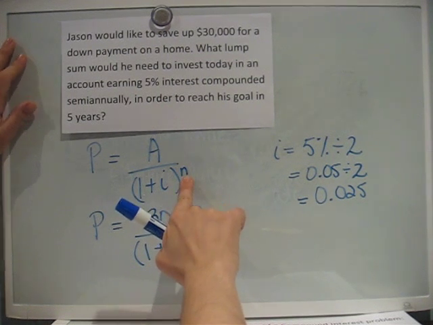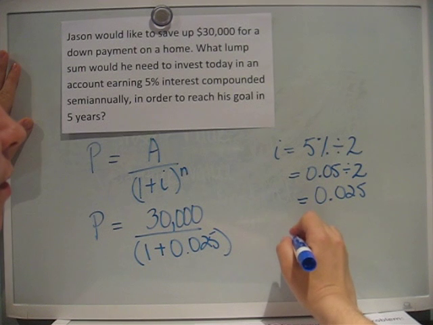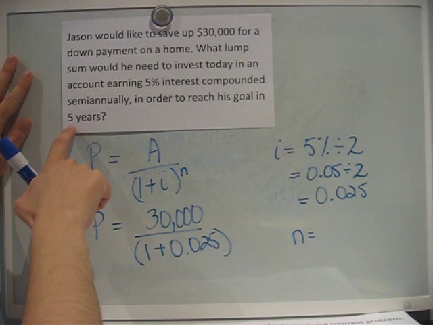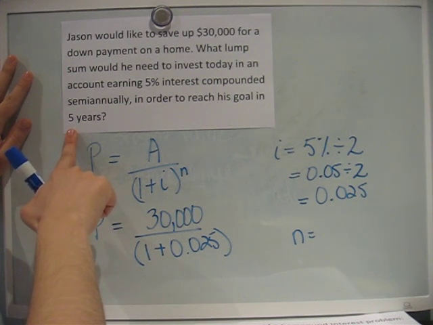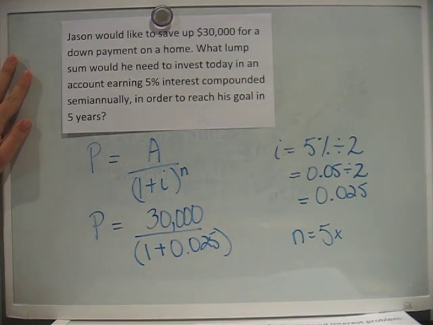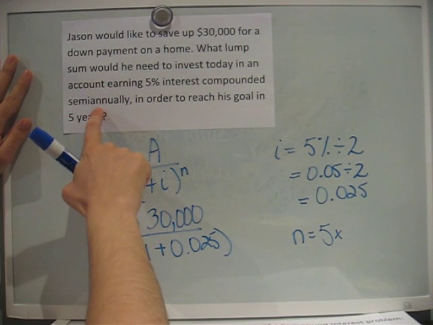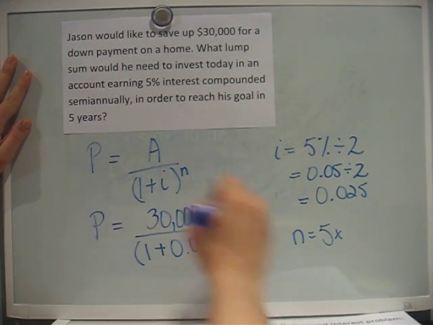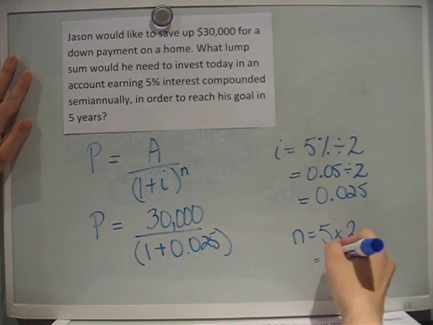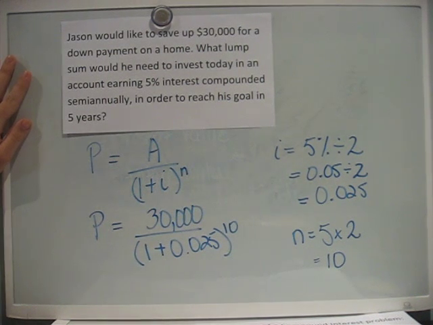Now the exponent n is the total number of compoundings. So to find n, it's going to be the number of years, which is 5 years that he's going to take to save up the money he needs, multiplied by the number of compoundings per year, which, since it's 5% compounded semi-annually, is 2 compoundings a year. So that means in total there will be 10 compoundings. So our exponent n is 10.